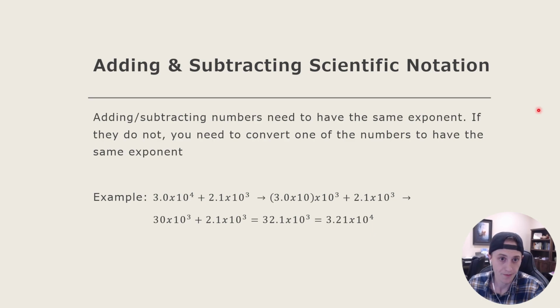A quick tip here, to save you a step or two and therefore some seconds on the test, convert the number with the smaller exponent into the larger exponent, if that makes sense to you. So for example, in this problem, I could have saved myself a step or two if I would have kept 3.0 times 10 to the fourth, and I instead converted this one to be 0.21 times 10 to the fourth. If that makes sense to you, great, use it. If it doesn't make sense to you, not a big deal. It's only going to save a few seconds on the test, so nothing to stress out about.